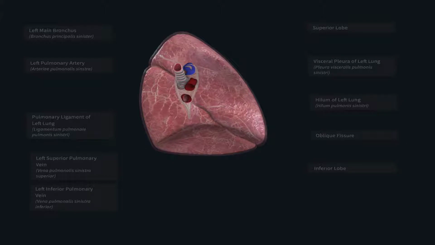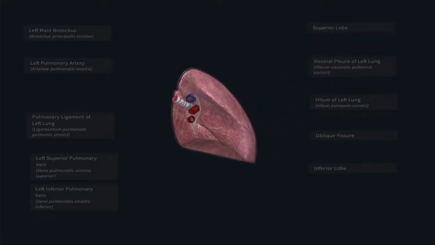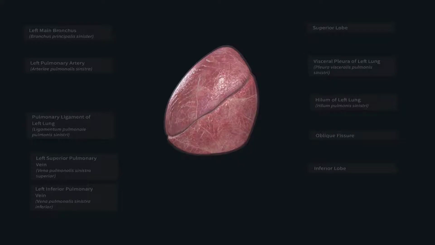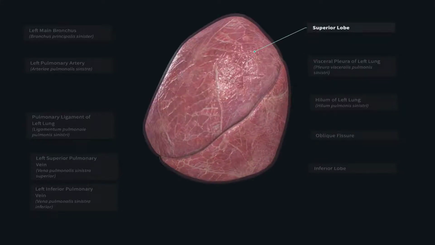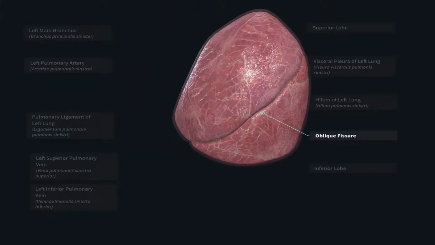Okay, so now that we have those terms out of the way, let's look first at the different lobes of the lung. If we look from the outside here, we can see we have a superior lobe and an inferior lobe. The left lung only has two lobes, meaning it only has a single fissure dividing those two lobes, and since it's diagonal, that is called the oblique fissure.